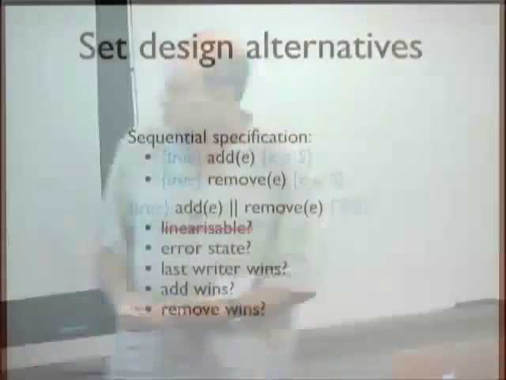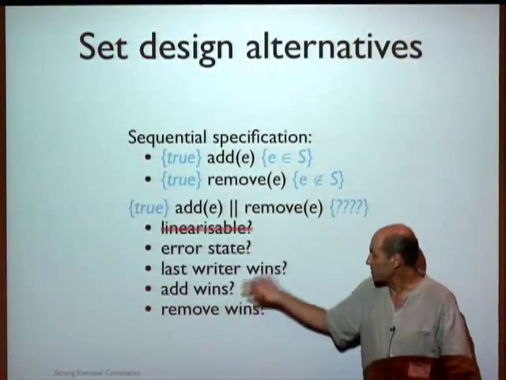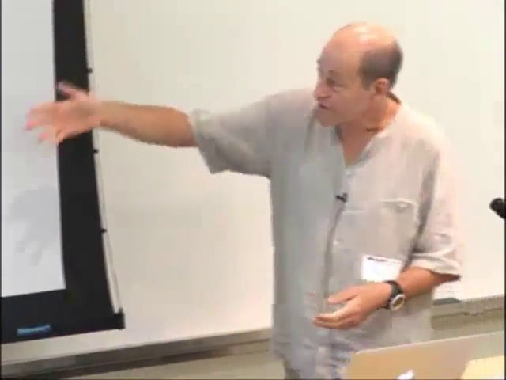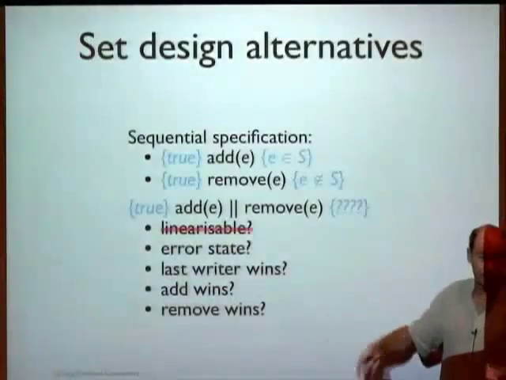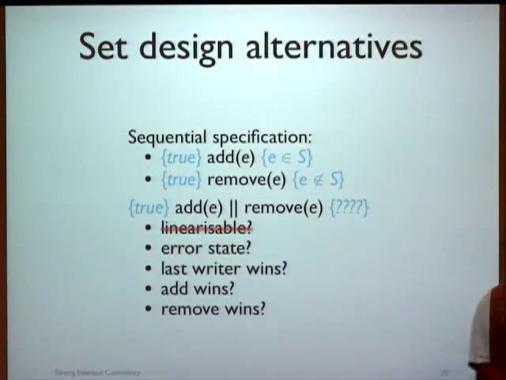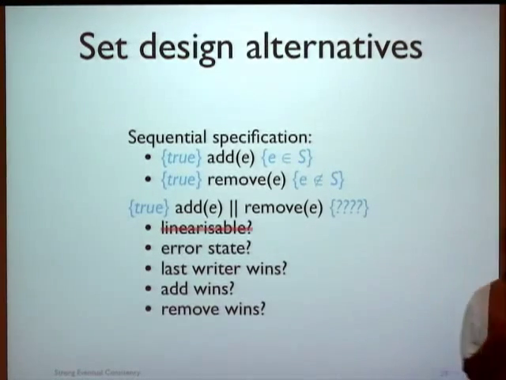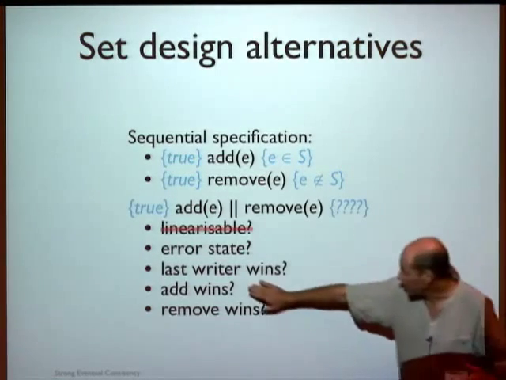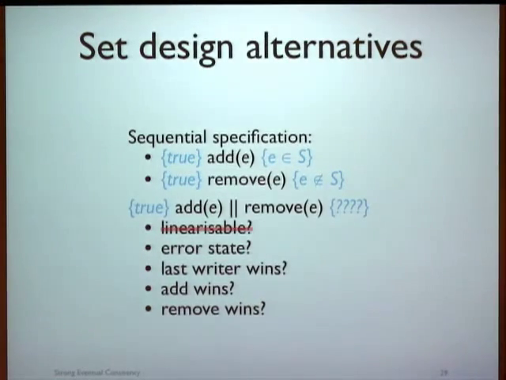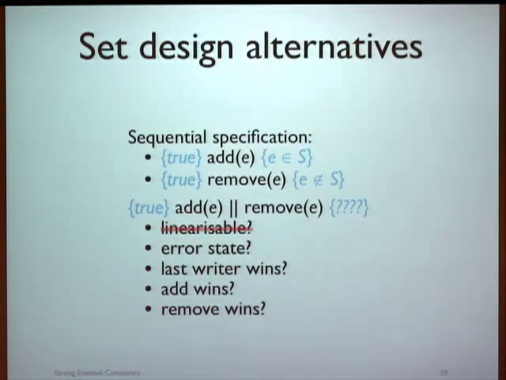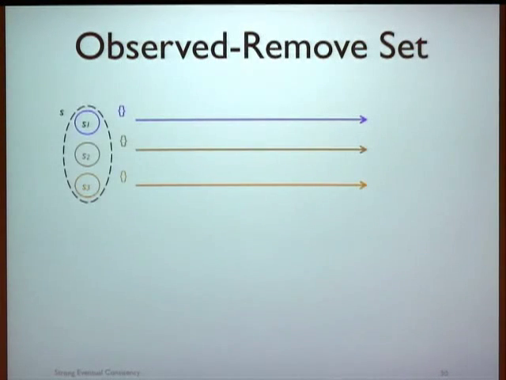Right? Or you could say the add always wins, or you could say the remove always wins. Each one of these is a reasonable semantics and really depends on what your application is. It turns out that the one that is, besides the linearizable one, the one that gives you the most intuitive semantics is add wins, and it also is what I need for my applications. So I'm going to spend a little time on how you design this. I'm going to call this the observed remove set.